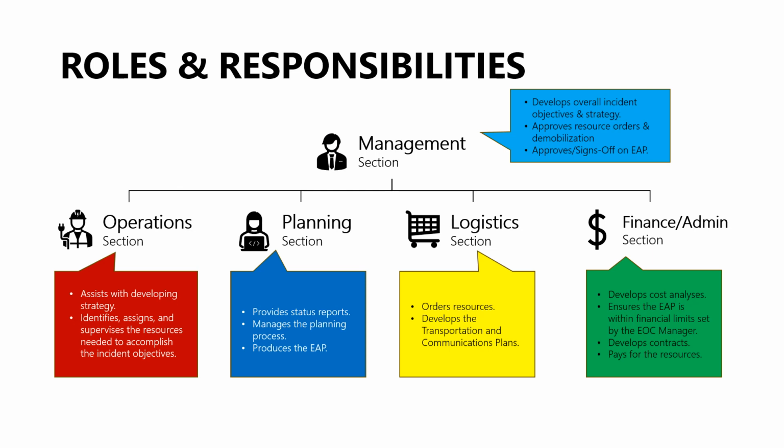So this chart just shows a little bit more information about each of the sections and what their roles and responsibilities are. Key things to remember is the EOC manager develops an overall incident objective and strategy, and they're signing off and approving the EOC action plan. Operations is assisting with developing that strategy. They're identifying, assigning, and supervising resources to accomplish those objectives created by the EOC manager. Planning is working to provide status reports, managing that planning process, and they're producing the EOC action plan. Logistics is coordinating the ordering of those resources needed to meet those incident strategies. And then the finance admin is keeping track of costs. They're developing cost analysis. They're making sure that we stay within our financial limits, and they're developing contracts and paying for resources.